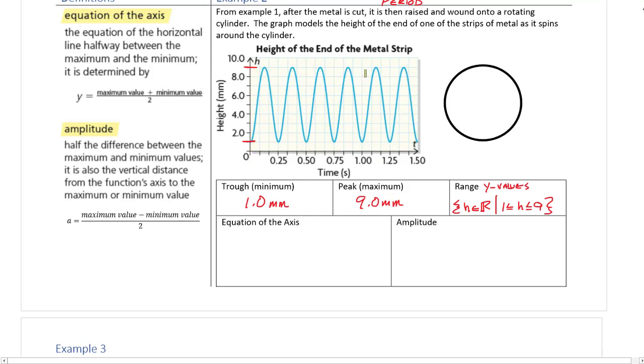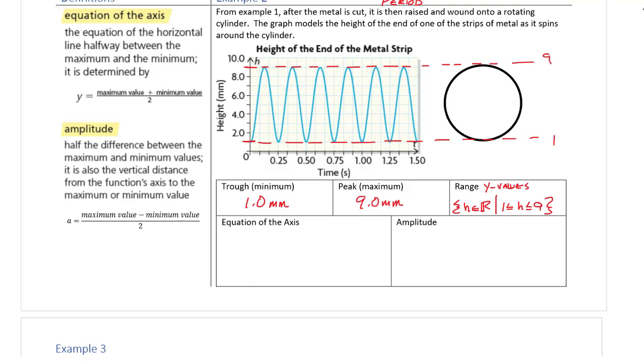The main thing here, let's talk about the equation of the axis and the amplitude. I just want to extend my sketch. I've got the top of my wheel here, and I've drawn a wheel next to the graph, and I've got the low point of my wheel here. Then we'll label that, there's 9 and 1. Just a little rough sketch here.